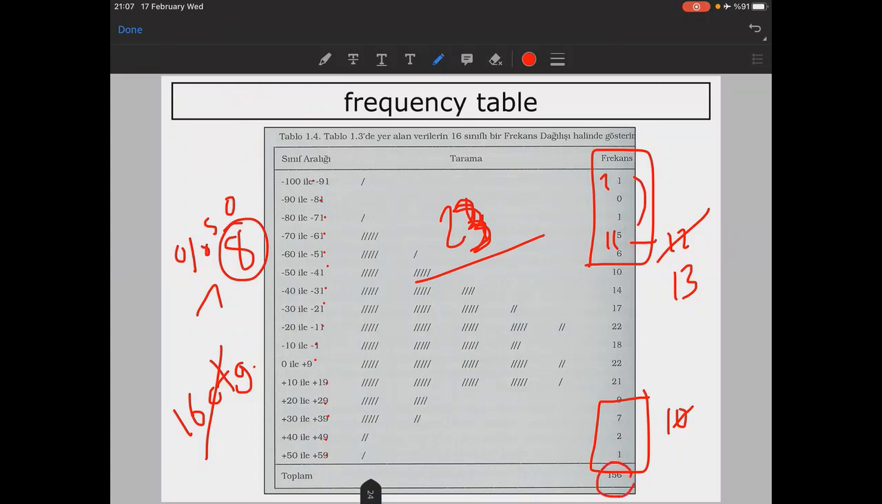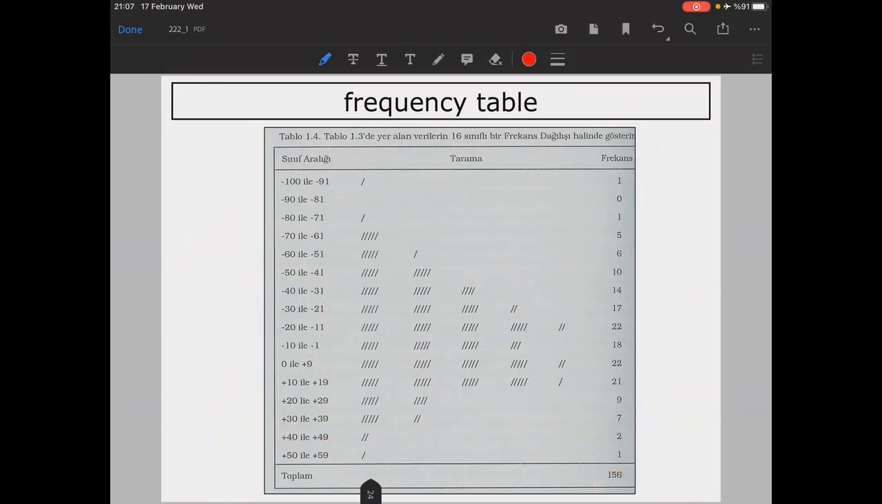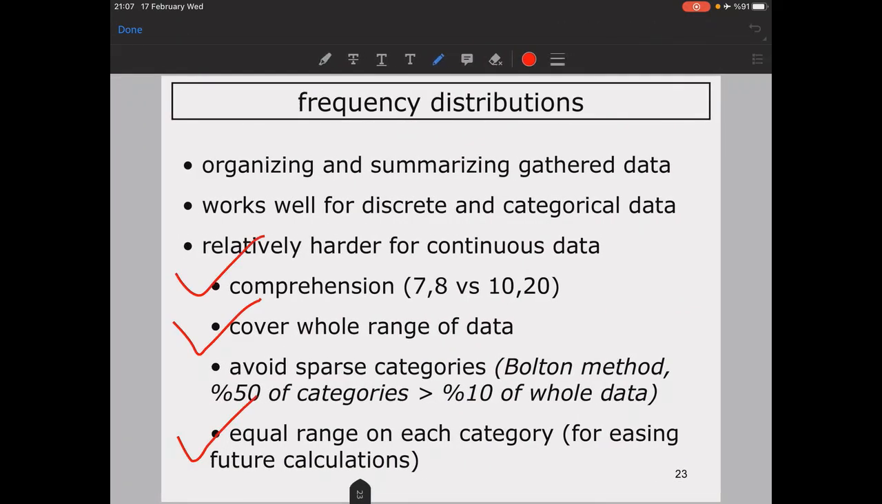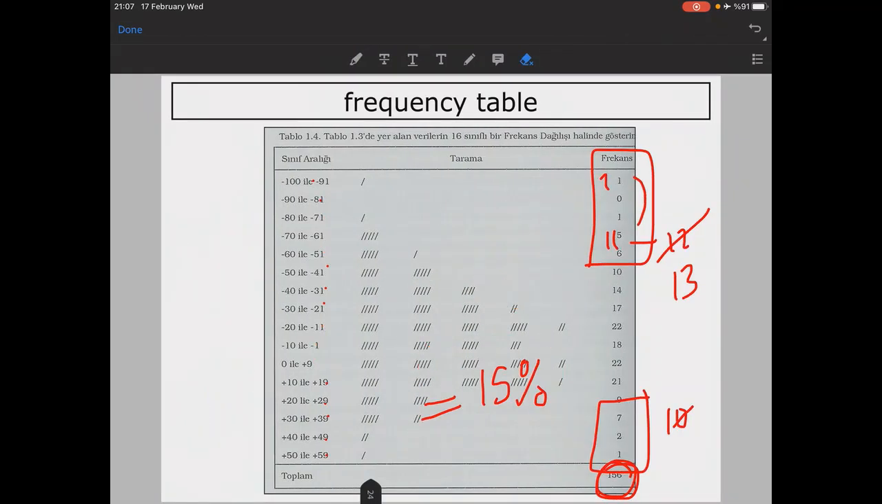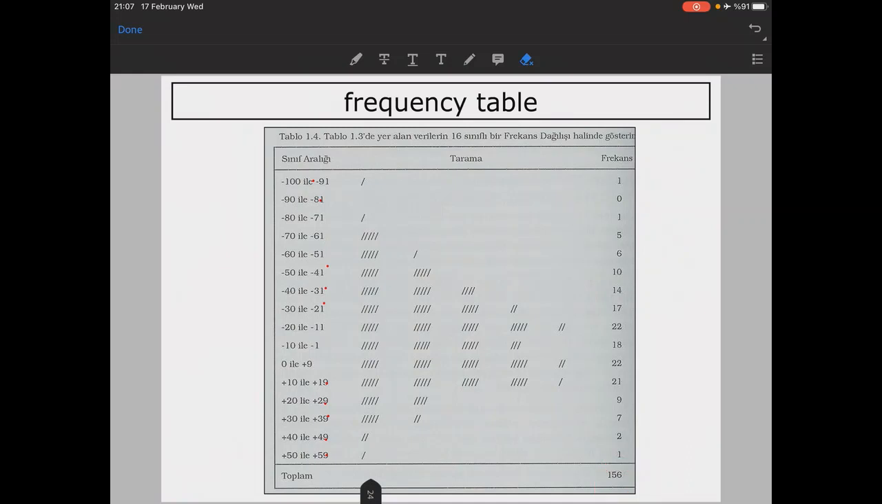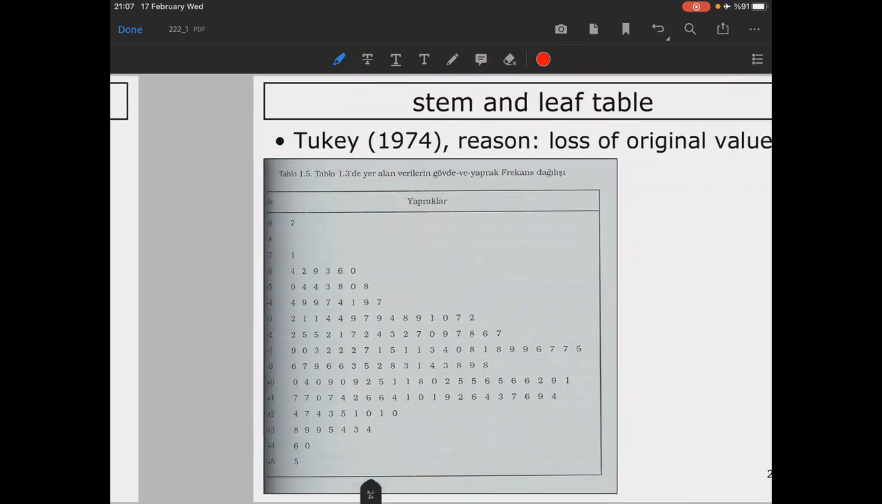over how many you have in total? 158, and it corresponds to roughly 15% of all data. So does this satisfy more than 10% of all data? Yes. So it also satisfied the Bolton methods categorization as well. As you see, now you can summarize this type of continuous data like this efficiently, but it requires a bit of expertise. It's normal.